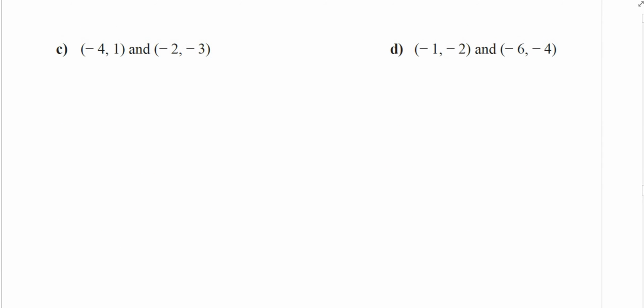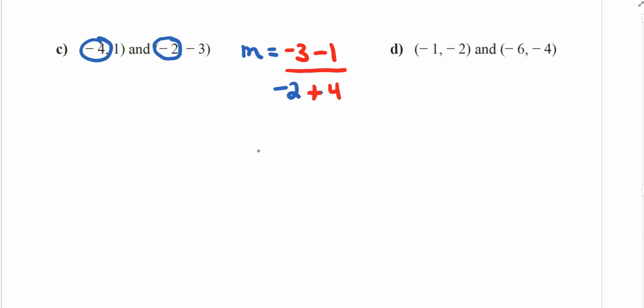Question number 7c. So I need to find the equation of the line in slope-intercept form. So let's go ahead and find the slope right away. All right, so I need to look at my y values, right? So I have -3 and -1. So my slope is going to be -3 minus 1 divided by, and then let's take a look at the x values, which is -2 minus -4. So it's going to be +4 on the bottom there.